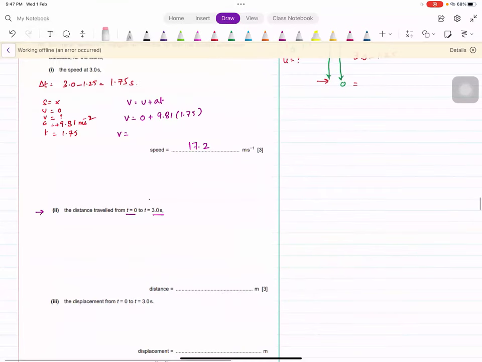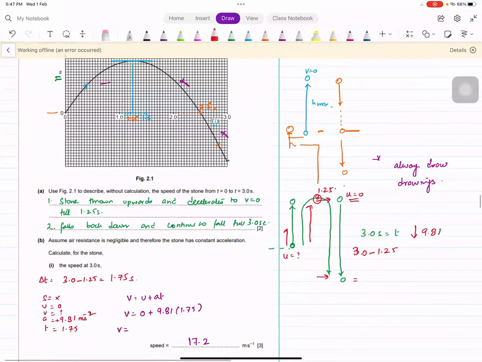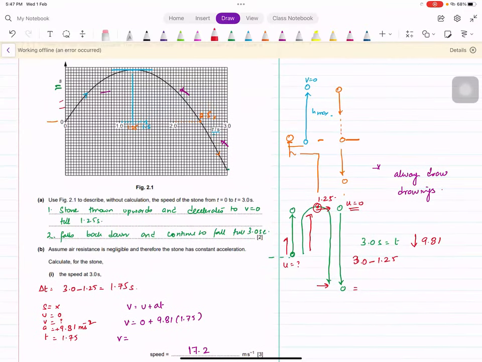Let's see. Sir, can we count the boxes? No, we cannot, because we do not have the values on the graph, beta. And this is not a velocity time graph. This is a displacement time graph. You can't count the boxes. My bad. You have to use the formulas, yeah.